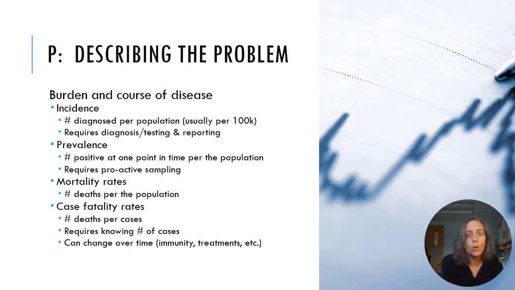So this whole initial section, I've been talking forever, sorry, was all about describing the problem. We're talking about the burden and the course of the disease using incidence, how many people got diagnosed in a certain period of time, adjusted for the population; prevalence, how many people actually have the thing at a certain point in time; mortality rates, how many people in the population are dying from it; and then case fatality rates, of those people who have the condition, how many die from that condition.